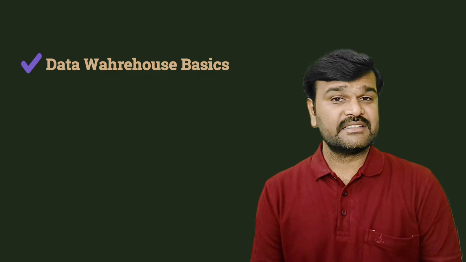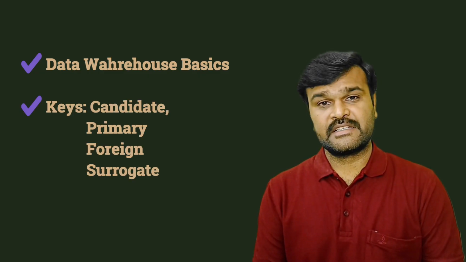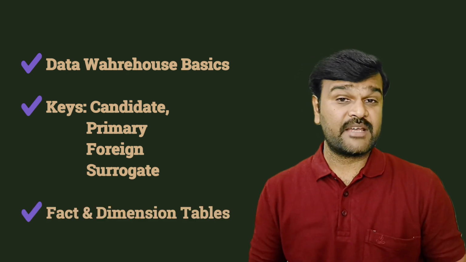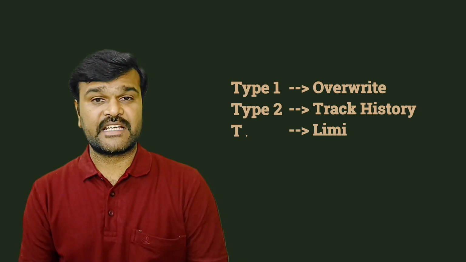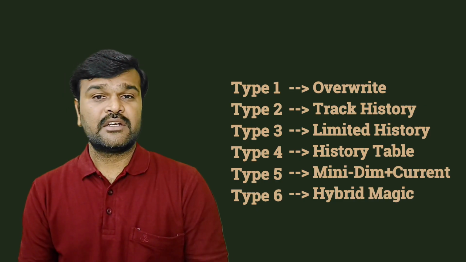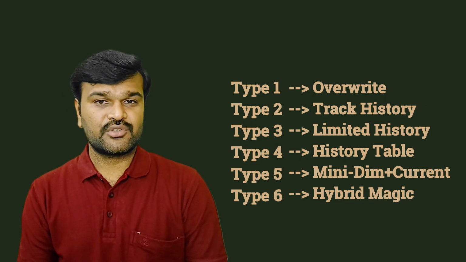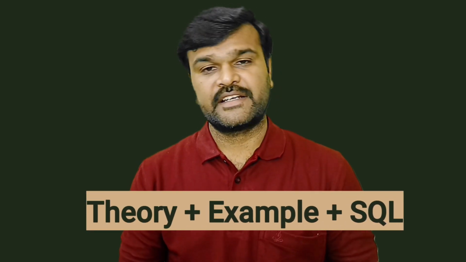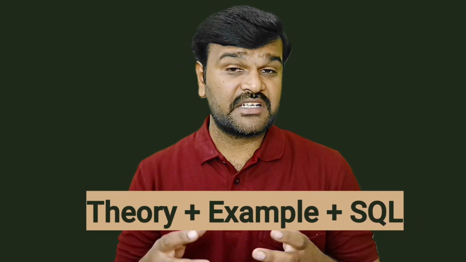In this session, we will cover the foundations, data warehousing basics, keys like candidate, primary, foreign and surrogate key, and how fact and dimension tables fit together. Then we'll dive deep into all 6 types of slowly changing dimensions, from type 1, where data gets overwritten, to type 6, the hybrid approach that combines the best of everything. Each is explained with theory, real-world examples and SQL implementation.